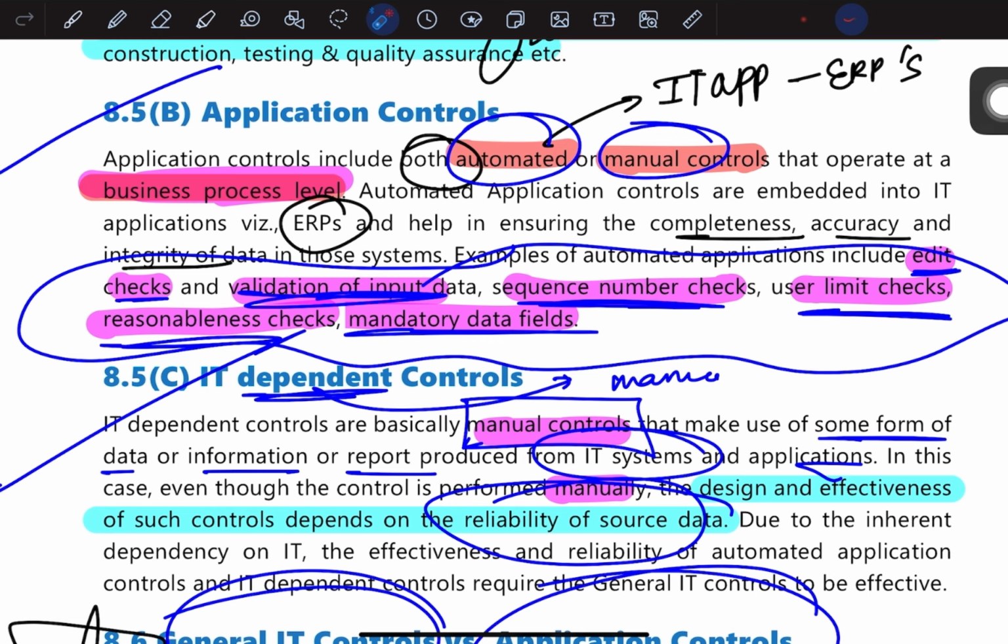So the first one is edit checks. Then we have validation of input data, sequence number checks, user limit checks, reasonableness checks and mandatory data fields. So you can remember: checks, sequence number, user limit, reasonableness checks, edit checks. Then we have validation of input data, two points related to data: validation of input data and mandatory data fields. So these all come under application controls.